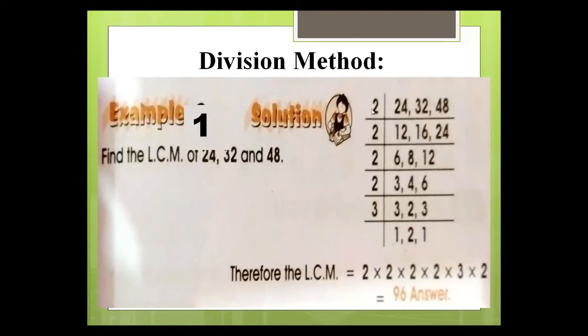So the LCM is 2 into 2 into 2 into 2 into 3 into this 2. Yes, this 2. And if we multiply all these numbers, then the product is 96. Then we say that the LCM of 24, 32 and 48 by the division method is 96.